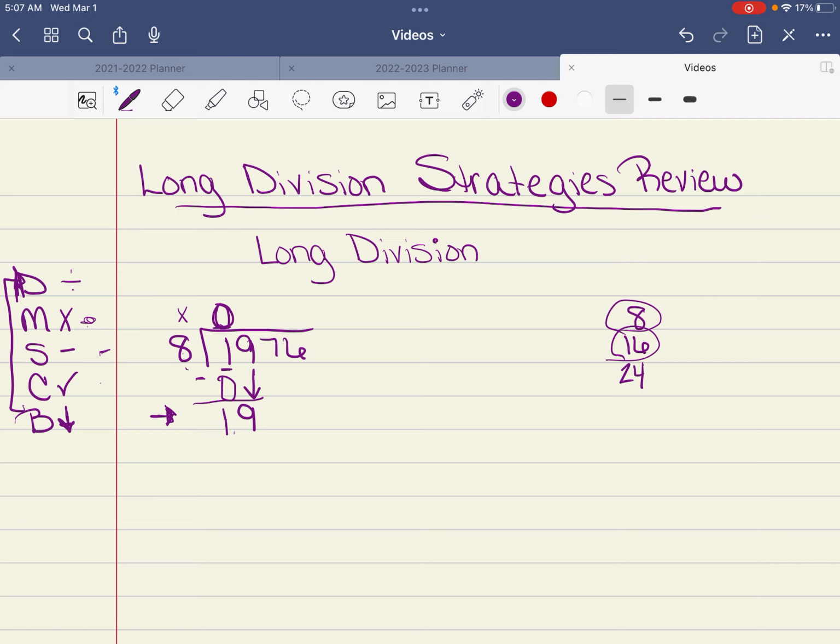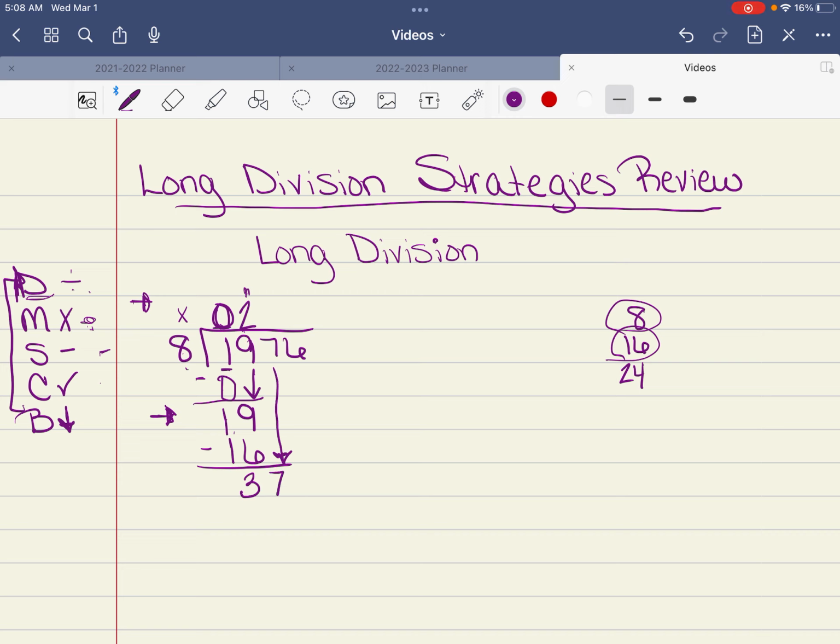So my answer up here will be 2. You always put your division answers on top. That's where the quotient goes. So we just divided, and our next step would be to multiply. Now we've already done that 0. So we're going to multiply the last digit we just put right there, which is a 2. So 2 times 8 is 16. Subtract. 19 minus 16 is 3. Check. Is 3 less than 8? It is. We're in good shape. Go ahead and bring down our 7.